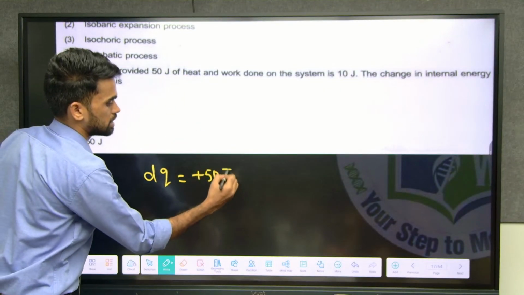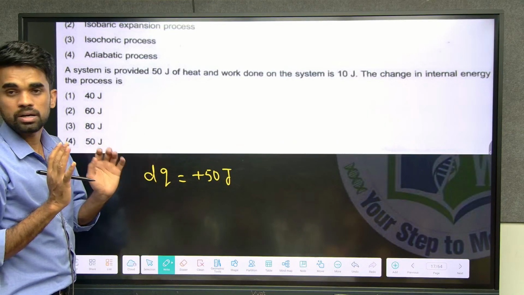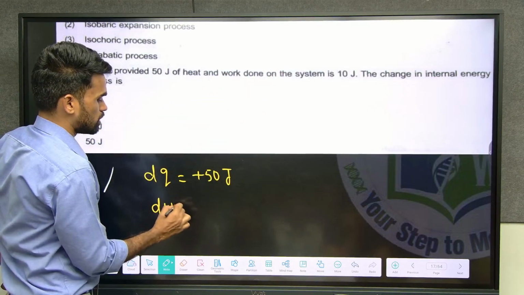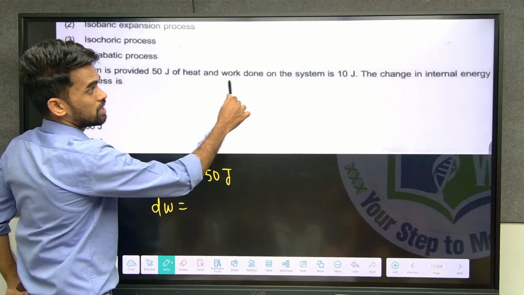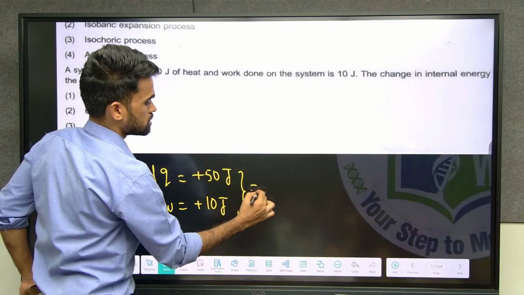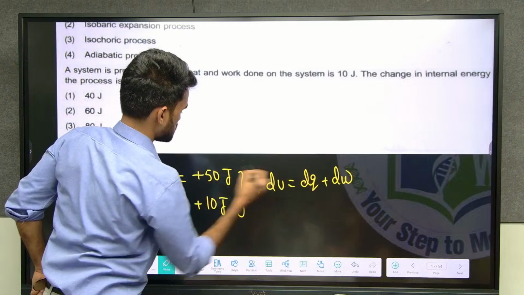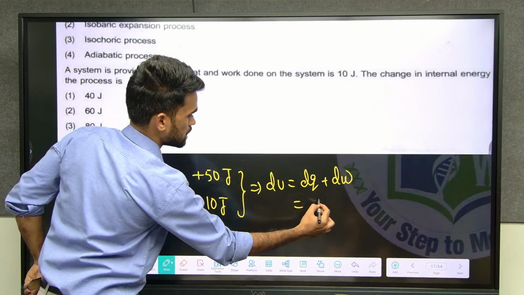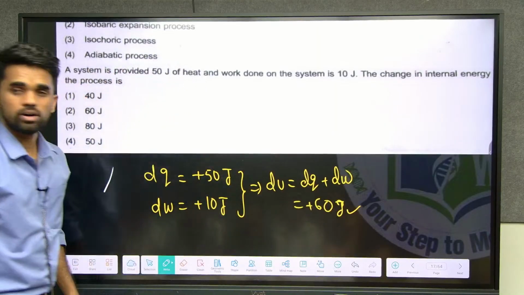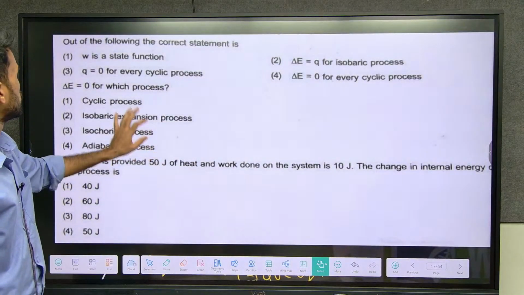You just make it like this first. Understand the question properly, otherwise a simple calculation goes wrong. Next one, work done. So is dW negative or positive? Work done on the system means positive 10 joules. So from this, dU equals dq plus dw. Whatever signs you got, you put here. 50 plus 10, 60 joules. This is your answer. Okay, done. It is easy. First law of thermodynamics questions are easy. Next one.